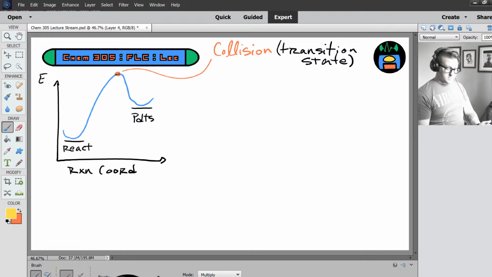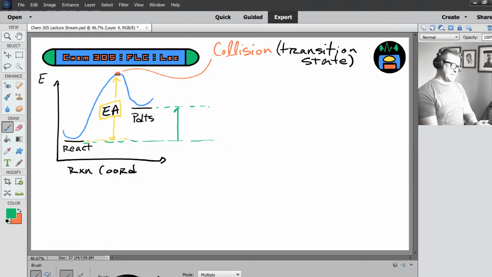All right, and we can label our energy of activation, which is the difference in energy between the reactants and the transition state. That is the energy of activation. And then the energy released by this reaction, or absorbed, as in this case, the change in energy for this reaction is the energy gap between the reactants and the products. And you can see here that the products are higher in energy than the reactants.